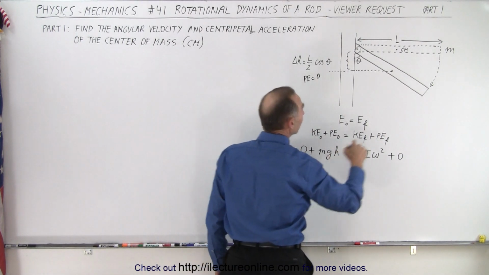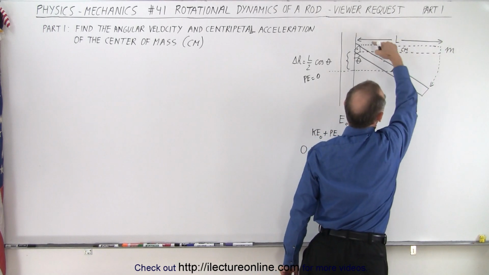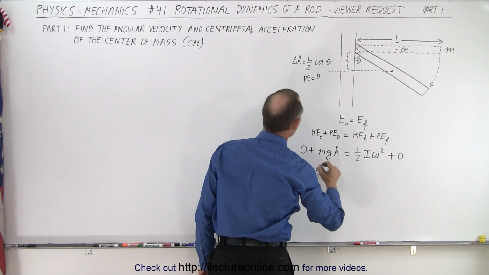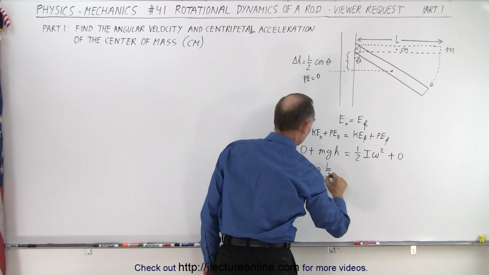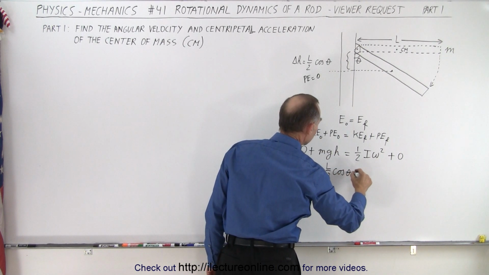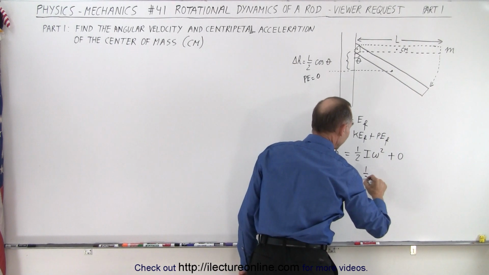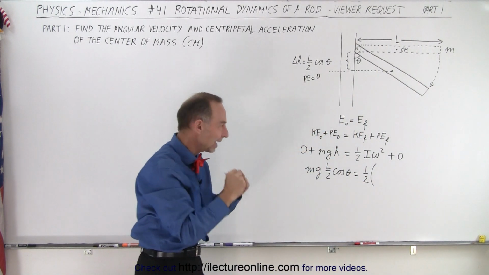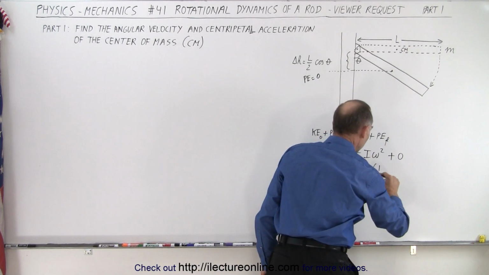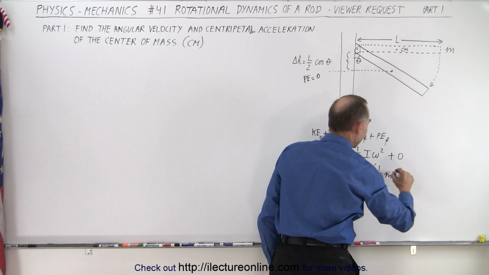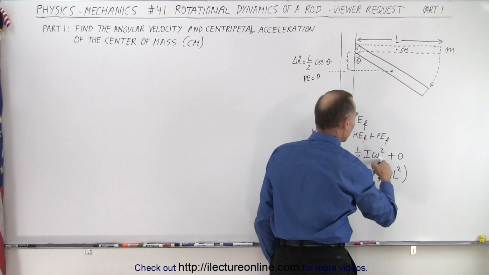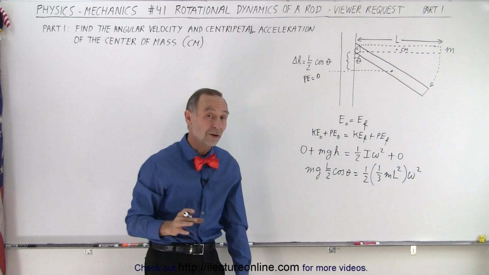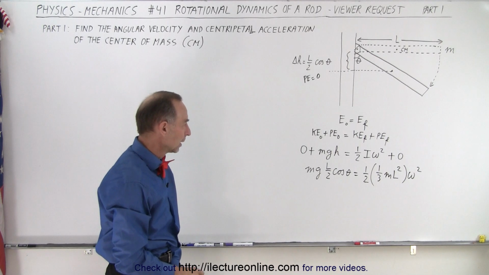So we have m, which is the mass of the rod, and L, the length of the rod. We have m times g times L over 2 cosine of theta equal to 1/2 times the moment of inertia. The moment of inertia of a rod that rotates about its end is 1/3 the mass of the rod times the length squared, and then we multiply that times omega squared. Of course, in this case, we're trying to solve this for omega.